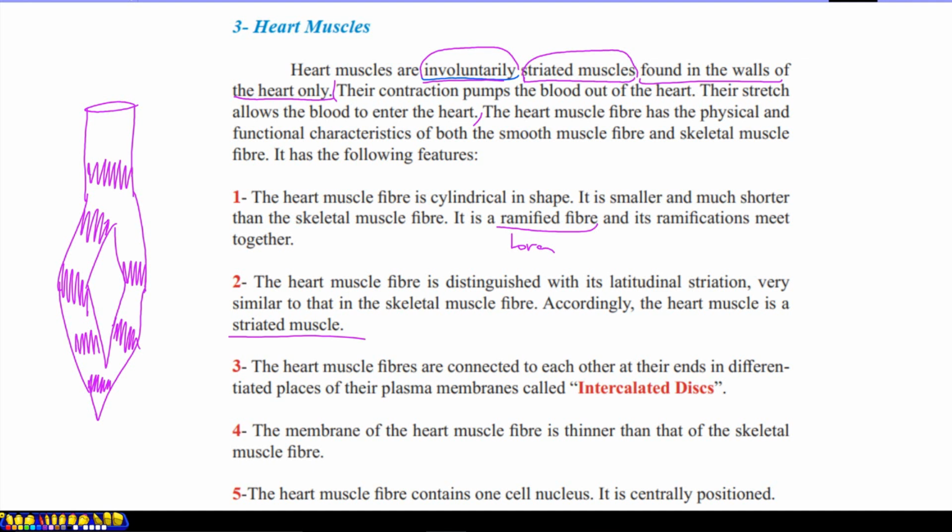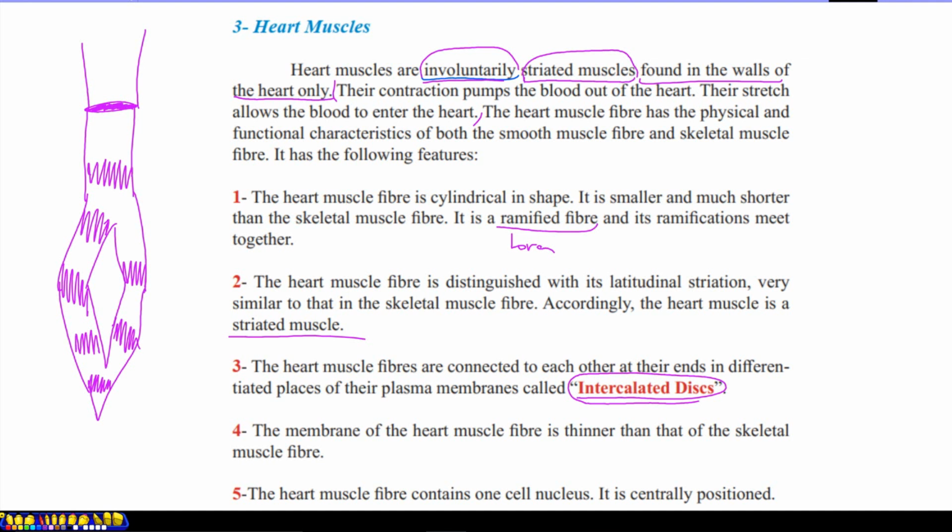The heart muscle fibers are connected to each other at their ends in differentiated places of their plasma membrane called intercalated discs. Because blood is pumped under high pressure by the contraction of heart muscles, the connection between these muscle cells must be much stronger than in others. So this connection point between two heart muscle cells has this name.